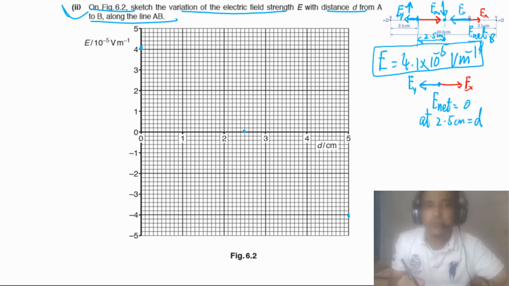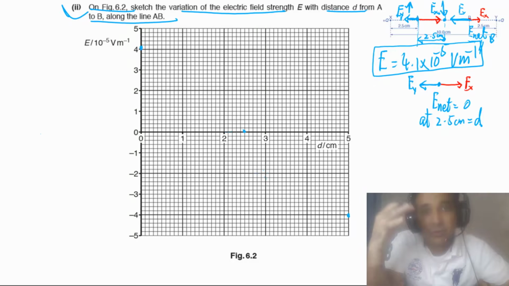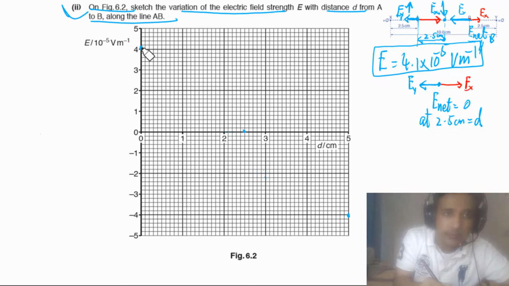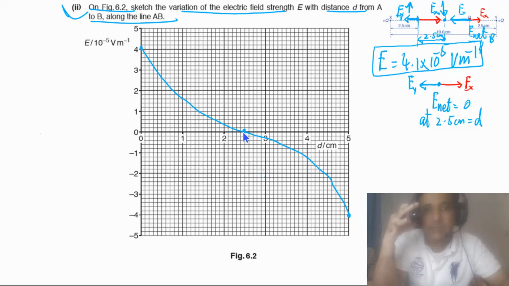So if we understand these points, now we can draw the electric field. Simply, we need to connect these points to sketch the graph. So we have 4.1 here, and we have 0 at 2.5 centimeters, then it increases to 4.1, but it is negative. So this is how you need to sketch. These 3 points are very important. This one has to be 4.1, this has to be negative 4.1, and this point has to be 0. If you have sketched it like this, you will get 2 marks for this question.